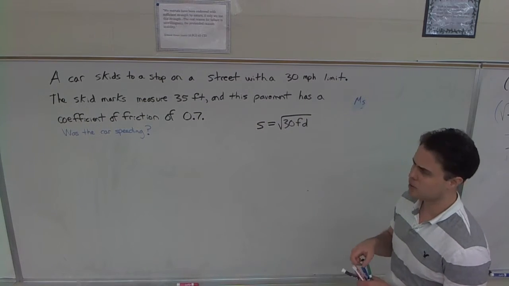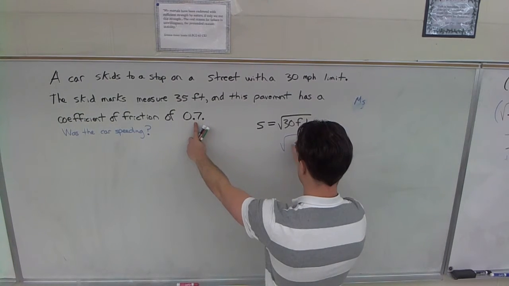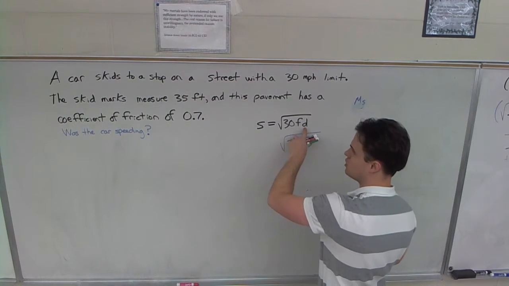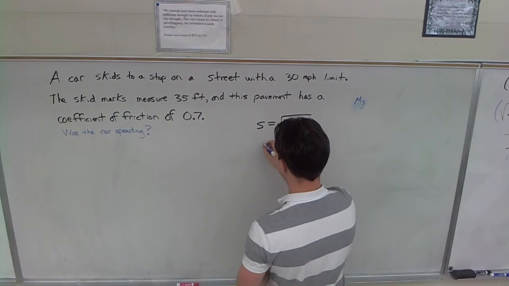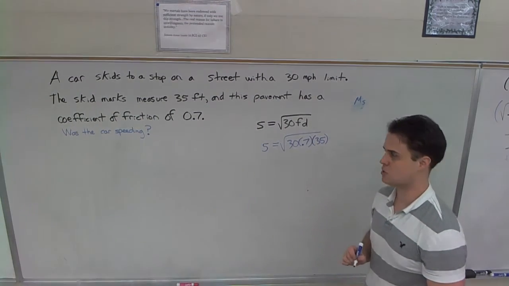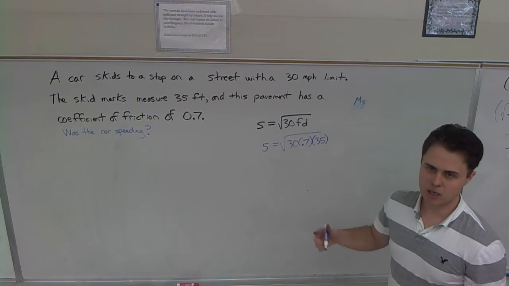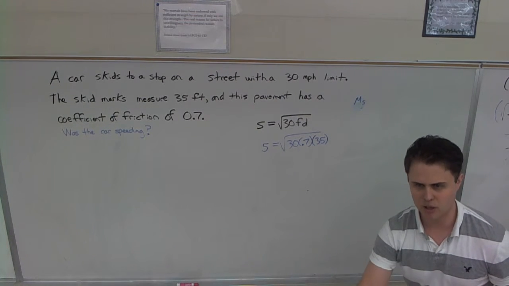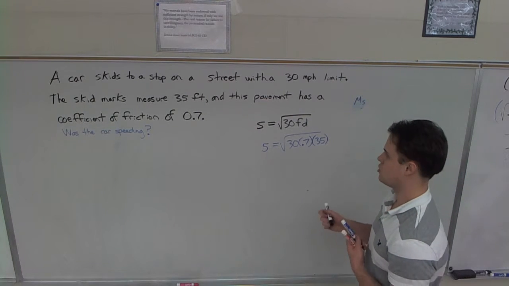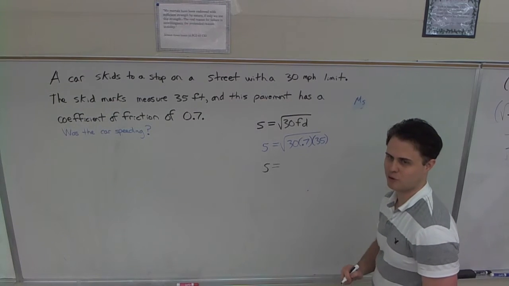So what goes where? Well, F goes for friction, so 30 times 0.7, right? And then D is what? 35. And we really want to figure out how fast the car was going, so we don't know what S is. On your problems, you could have an unknown here, you could have an unknown here. It just depends. This one is already solved for, so we can just stick it right in our calculator, right? Can you guys stick that in your calculator and see what you get for the speed? It's an S, not a 5.